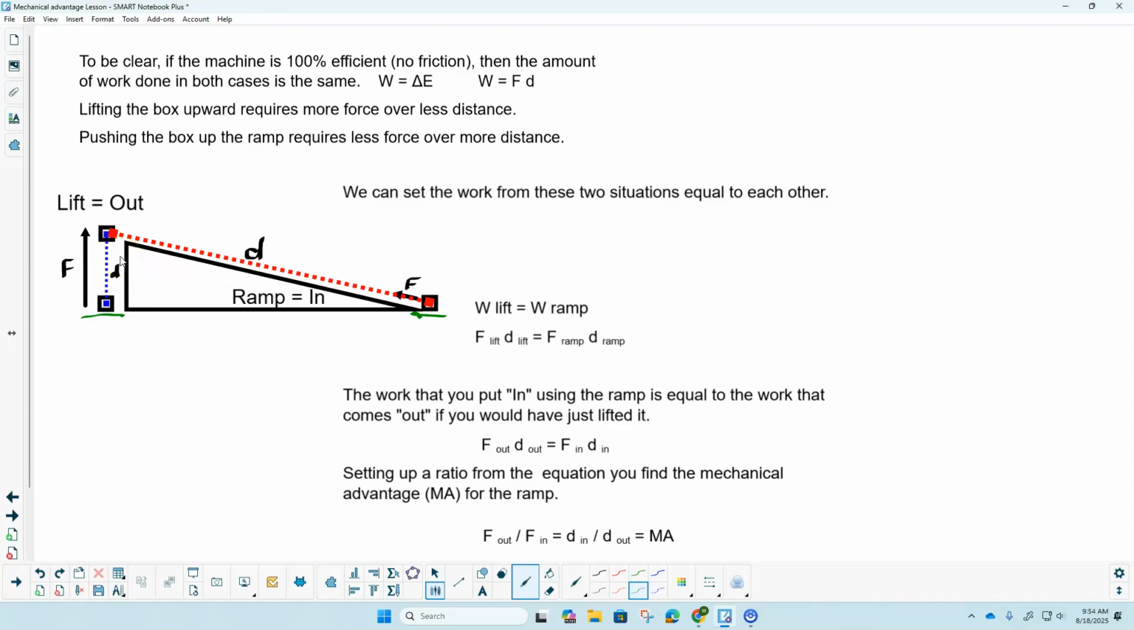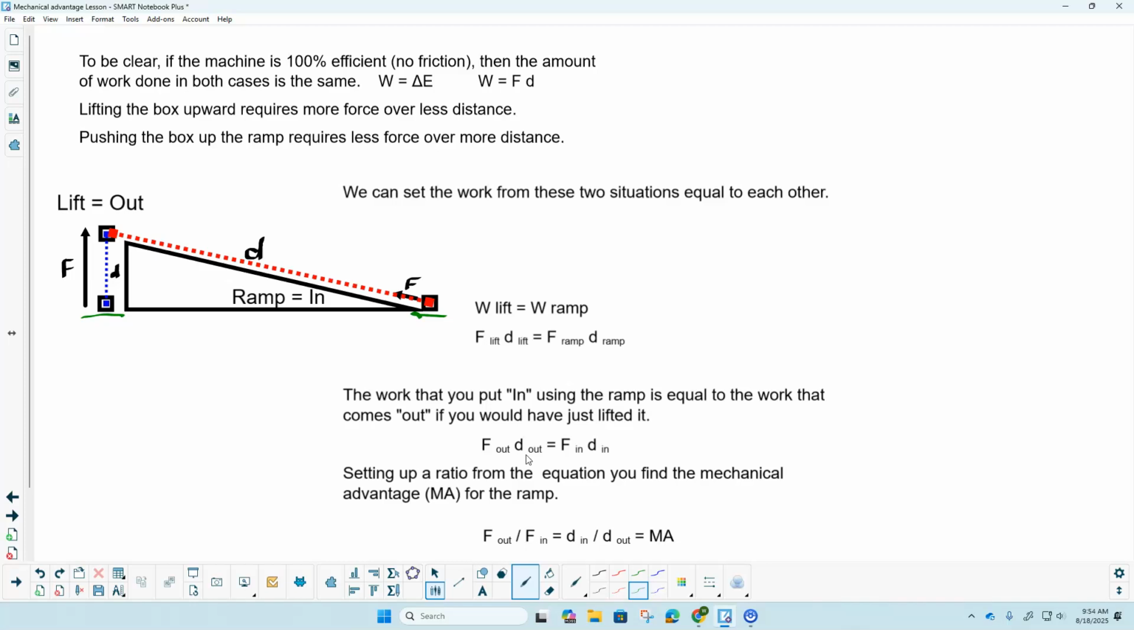So the input is what the person would do while they're pushing it up the ramp, so that's why I call it in, and the output would be what the person gets out of it, which is taking the box from the ground level and moving it up to the top of the ramp. Since work is just F times D, which we examined in previous lessons, the force out times the distance out gets you the work out. That's equal to the force in times the distance in, which would be equal to the work in.